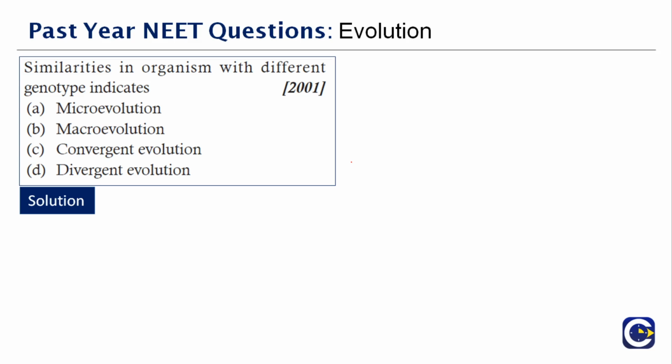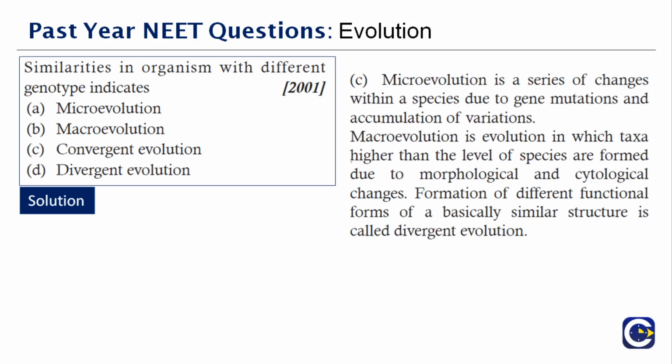So here we are talking about the similarities. Therefore, the right answer to this question is convergent. Formation of different functional forms will come under divergent. Here they are talking about the similarities in organisms with different genotypes. Therefore, the answer is convergent evolution.